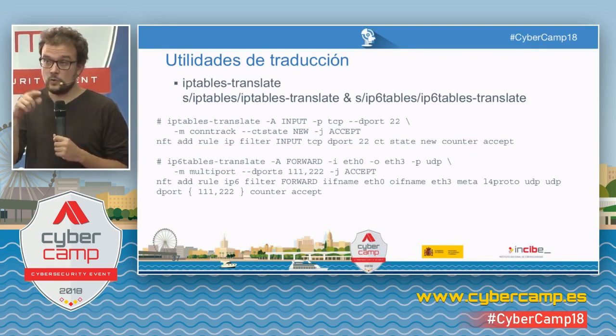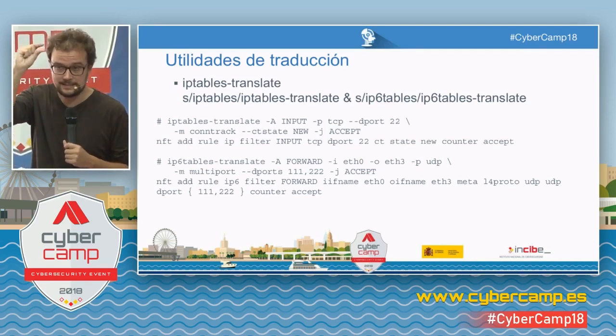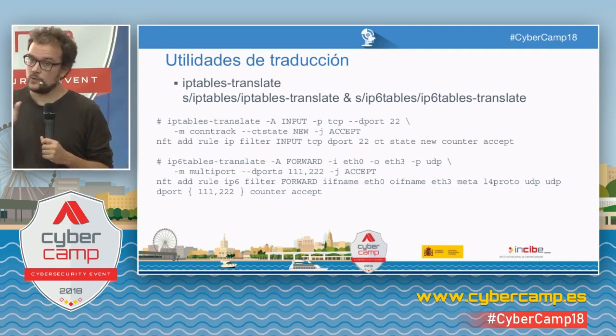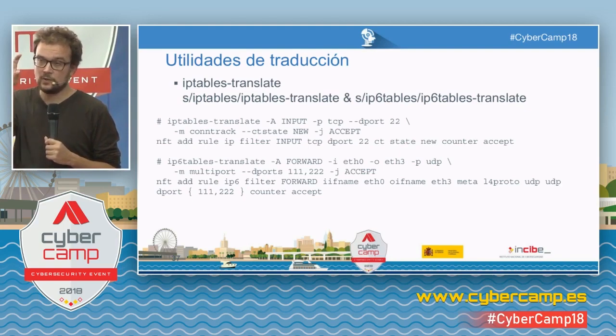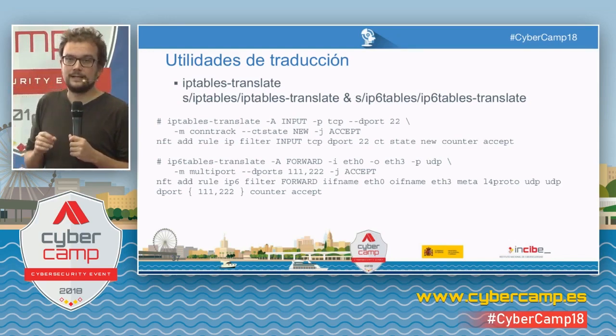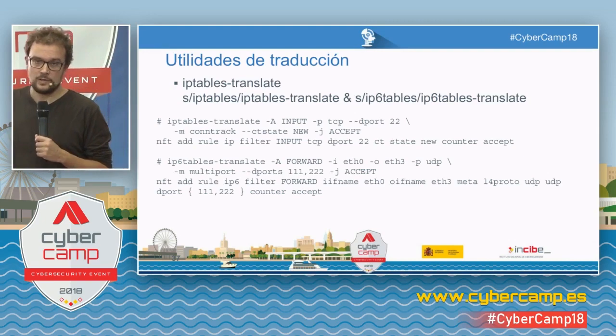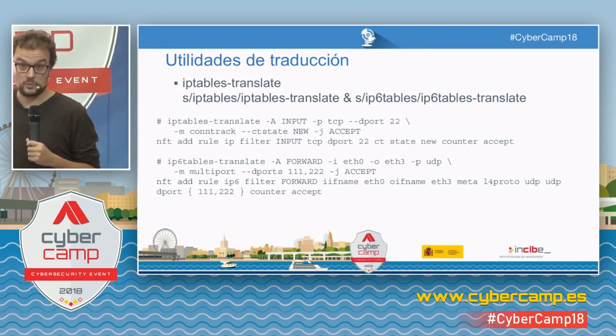I just wanted to explain that it's one-to-one mapping. One rule is translated as one rule. There's no grouping of rules as yet. That's something that we want to do in the future. So the admin would need to see what rules could be grouped together as a set, but the translation is one by one.